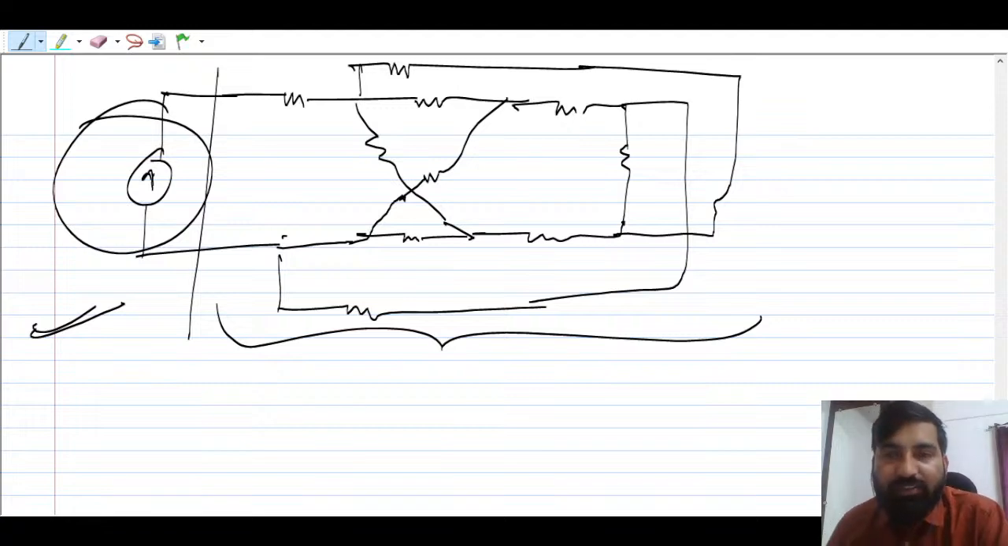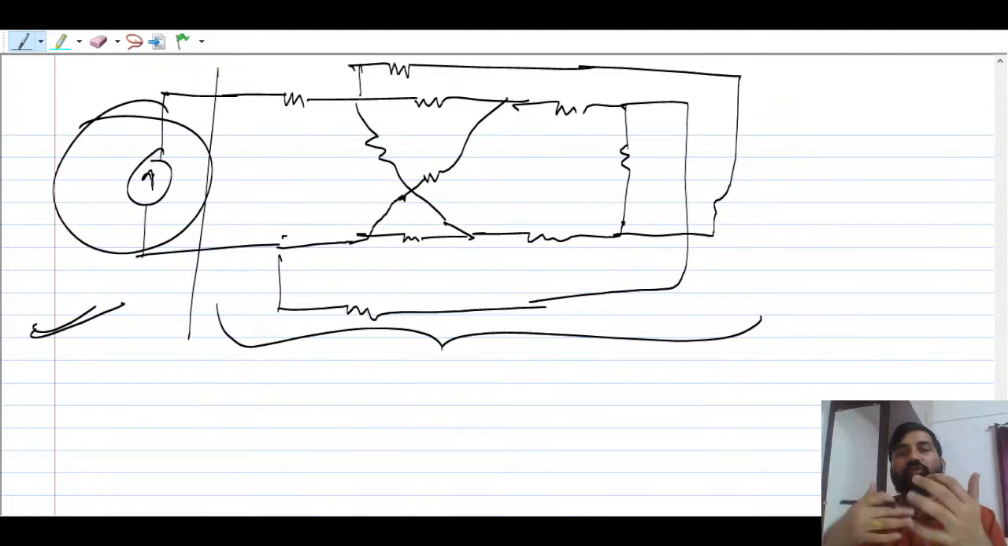Yes, so I think this is clear for all. Remember that now we need some systematic approach. When there are many independent sources, how do we analyze the circuit? That is very important to keep in mind.